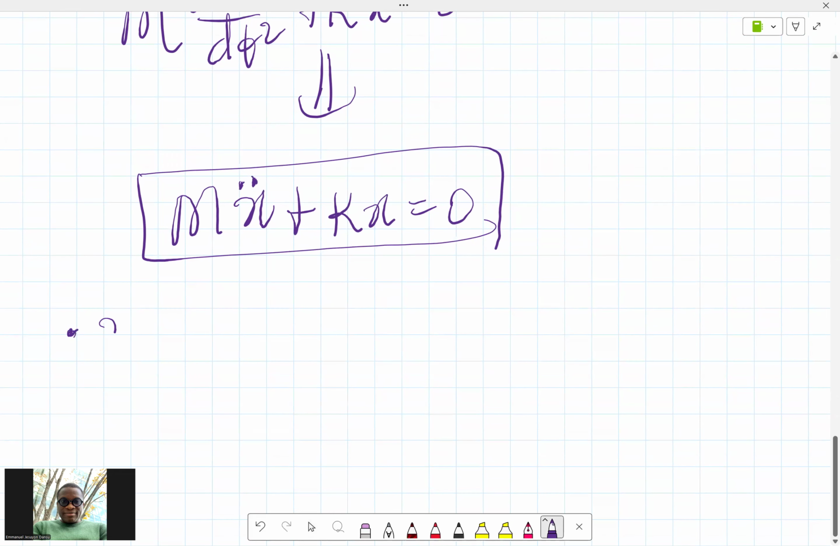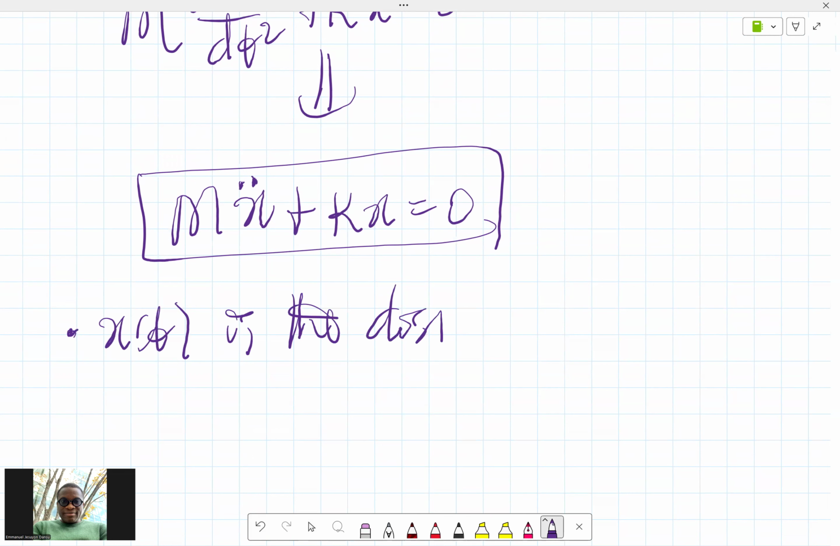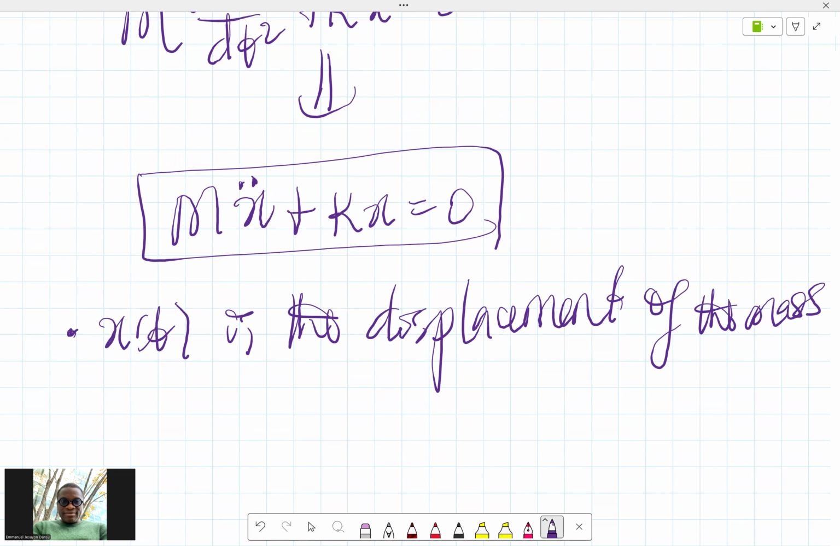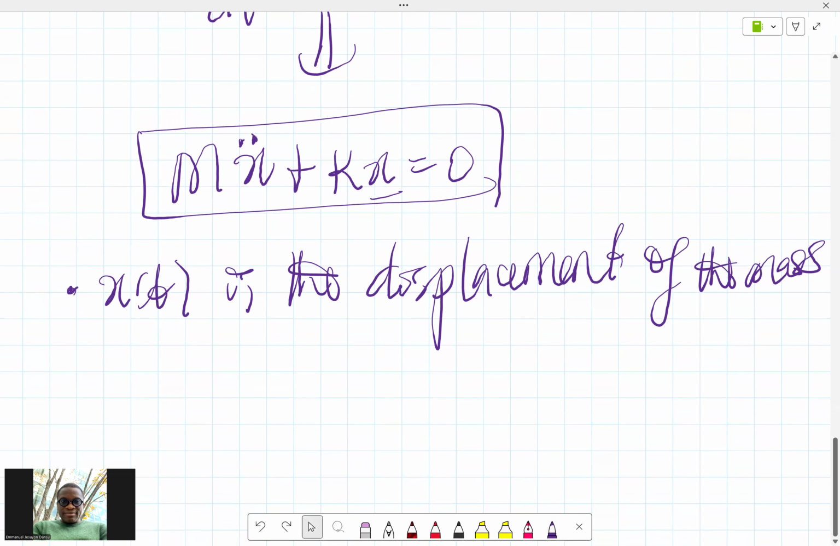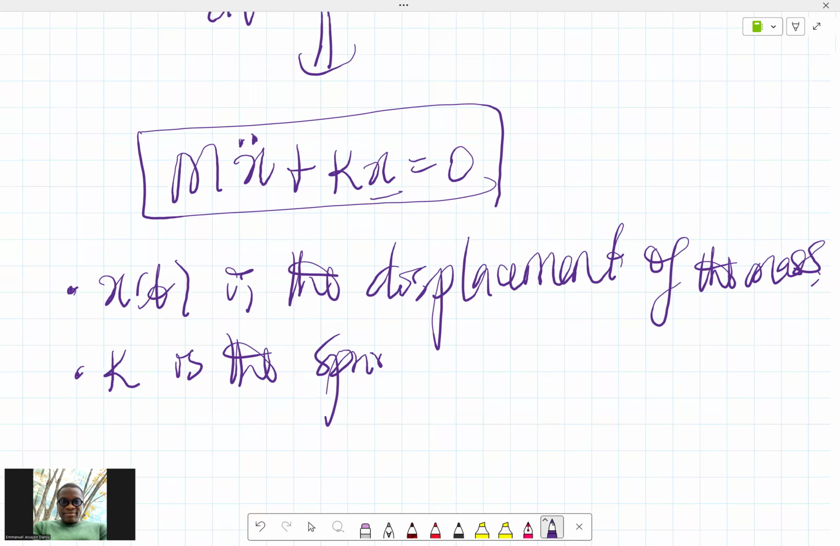So here we see that x of t is the displacement of the mass. That is this x, which is a function of time now. And then we also have k. k is the spring constant.